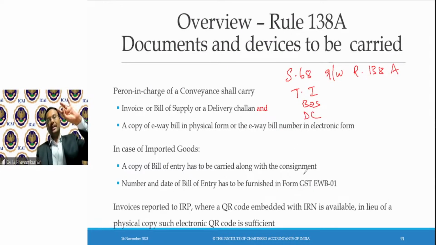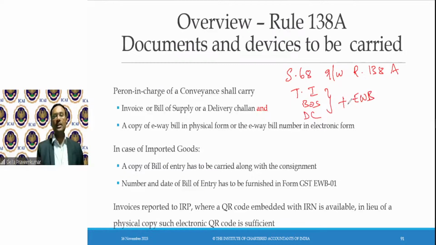Brahma, Vishnu, Maheshwara, without these three there is no universe. Similarly, when goods cause movement, I have to either issue a tax invoice, a bill of supply, or a delivery challan. Based on these three documents, I prepare something called e-waybill. If this document is available in electronic form, that is also acceptable.